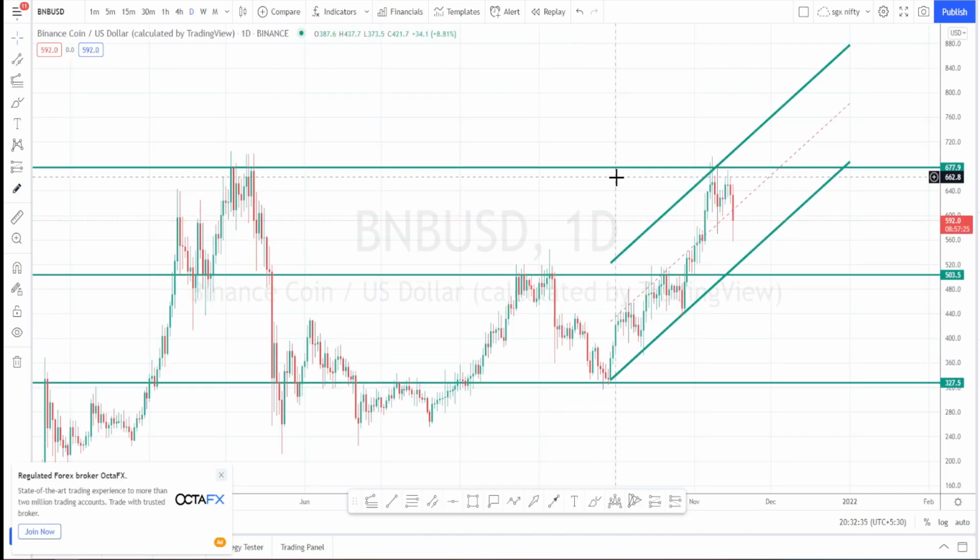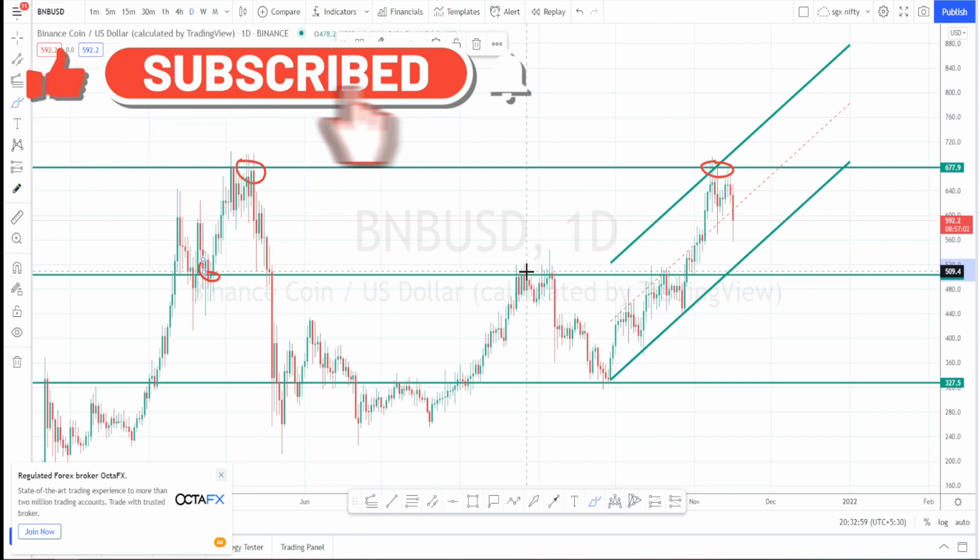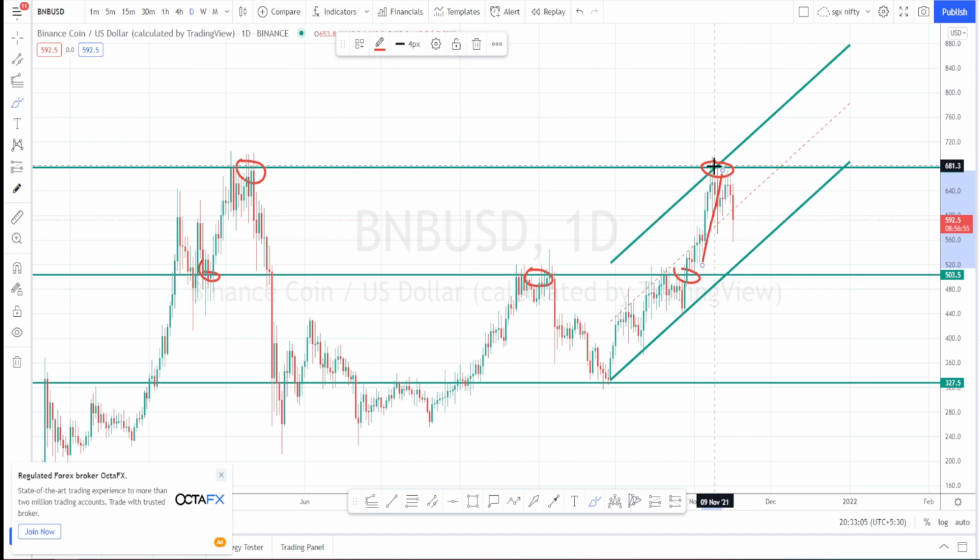Let us do the analysis in Binance. I am in daily time frame now in Binance coin, and here I have marked the resistance and support level. This is the maximum level it has gone here. This is presently also acting as a resistance level. It is around 677. Previously this was a support level and it has broken the support level and has taken the uptrend. Presently it is trying to break this resistance level.